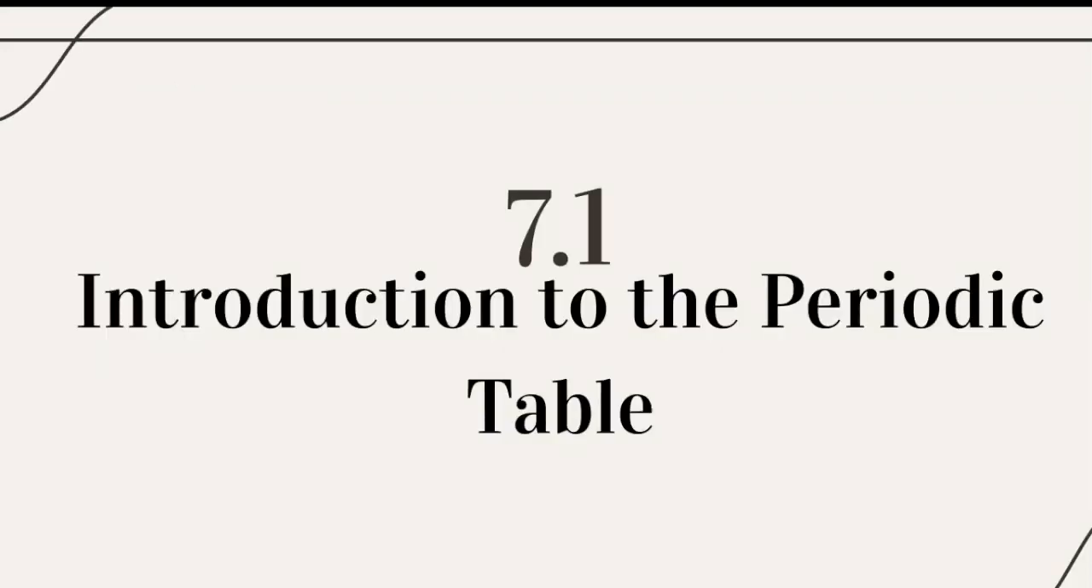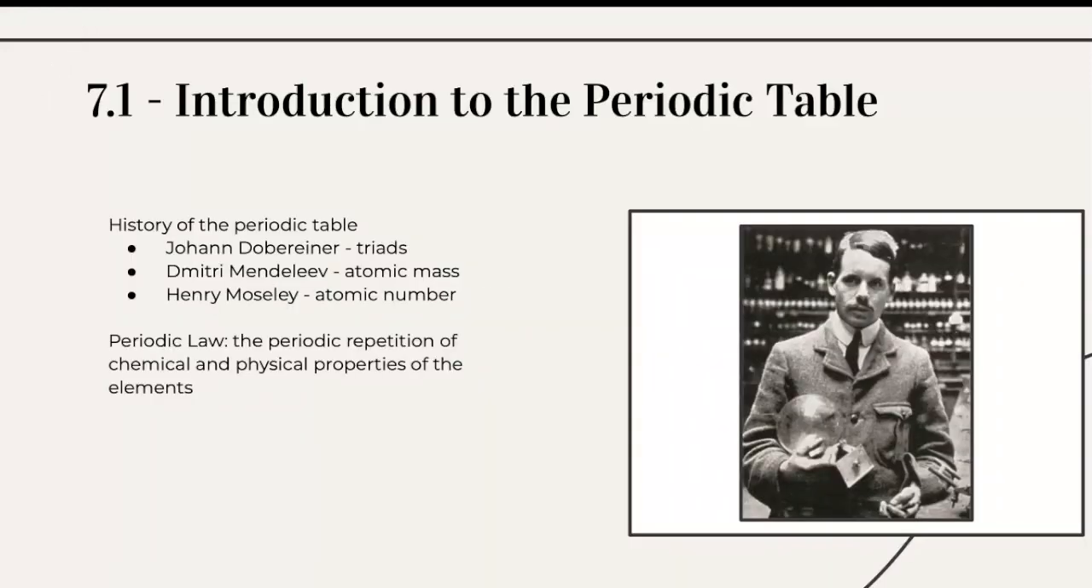So first I'm going to be talking about the introduction to the periodic table. So, the history of the periodic table. Johann Dobereiner basically recognized that certain elements exhibit similar properties and arranged those elements into threes, or triads. And then Dmitri Mendeleev arranged elements with similar properties by increasing atomic mass, and by doing so he was able to predict missing elements.